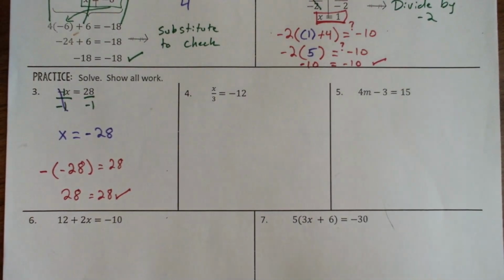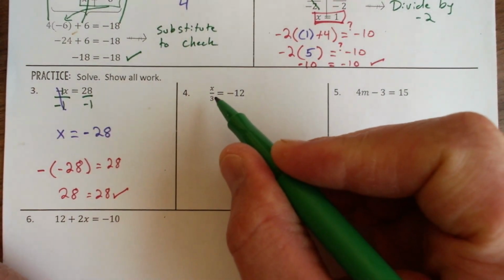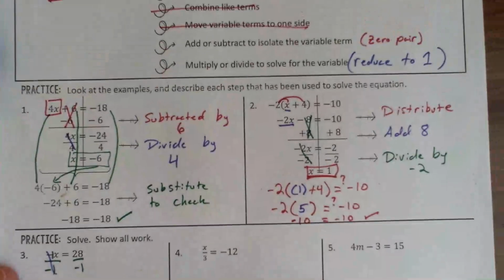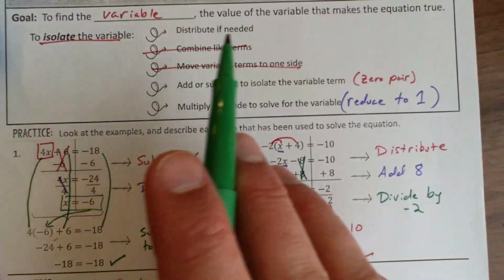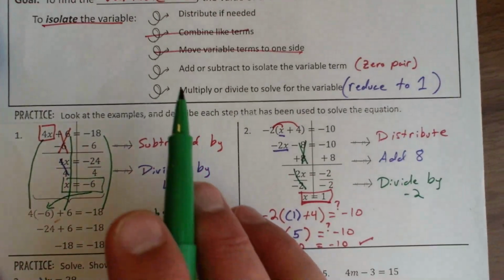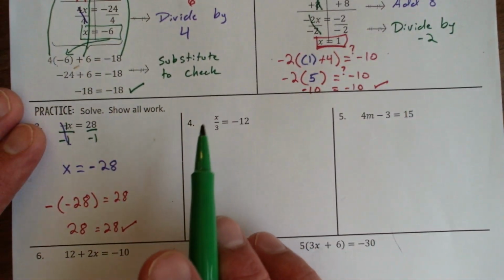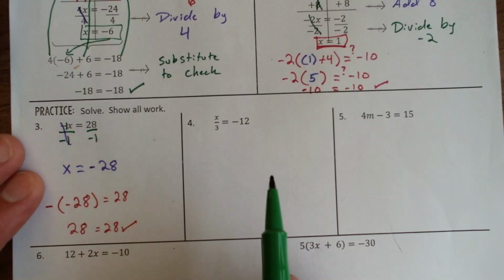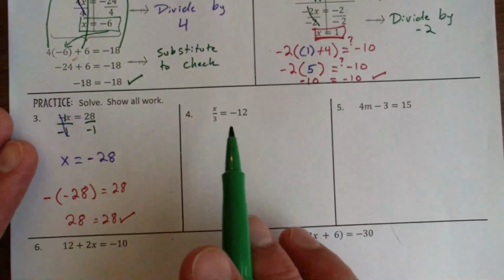Problem number 4 often throws students for a loop. Here we're dividing by 3. So if I go up here, I would add or subtract to isolate the variable term. Well, my first step is distribute. I don't have any parentheses, so I don't have to do that. My next step is to add or subtract to isolate the variable. There's no adding or subtracting, so I don't have to do that. So my last step, multiply or divide to solve for the variable.